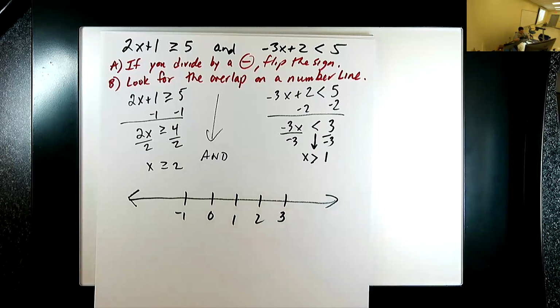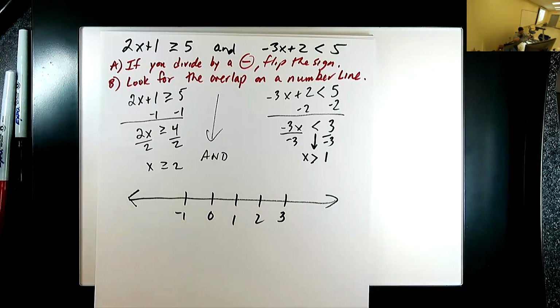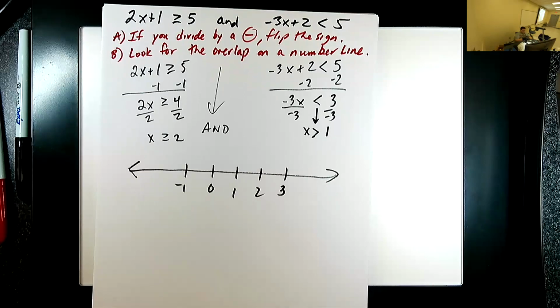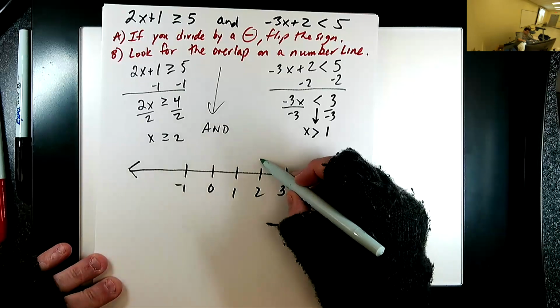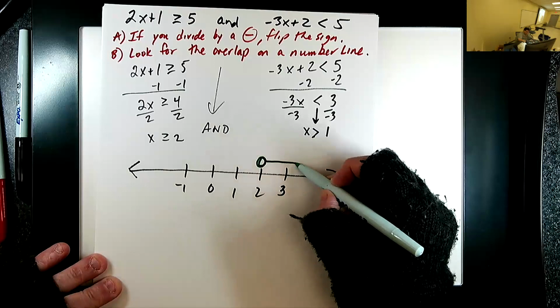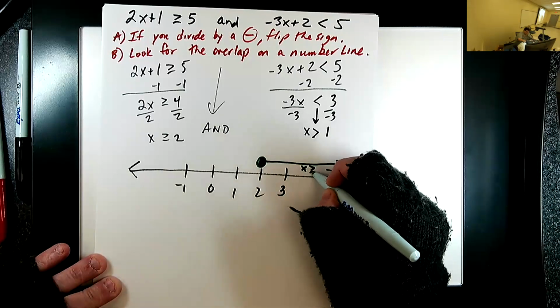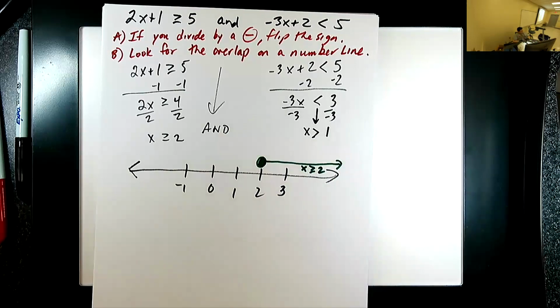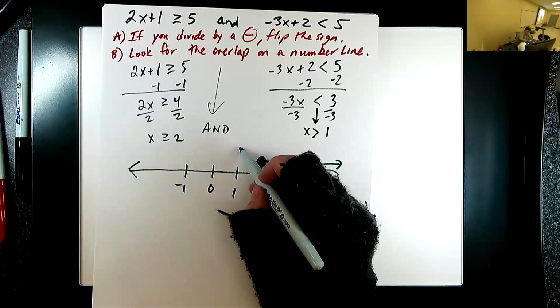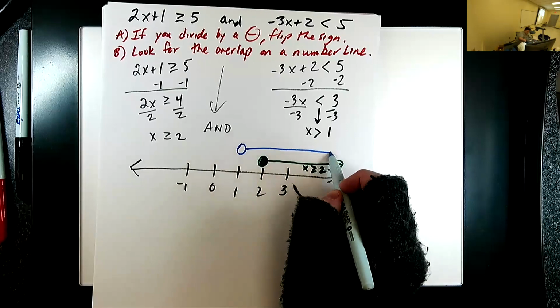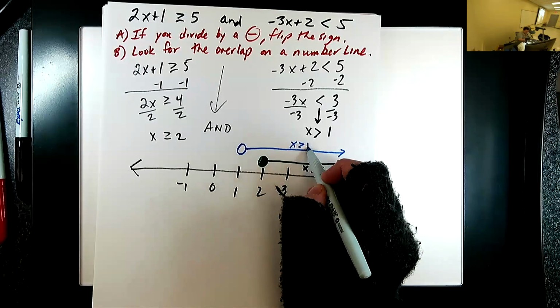So we put our stuff on a number line. Greater than or equal to 2 is we put a circle on 2 and it goes to the right and we fill it in. That's x is greater than or equal to 2. X is greater than 1, we put a circle on 1 and we go to the right, and that'll be x is greater than 1.